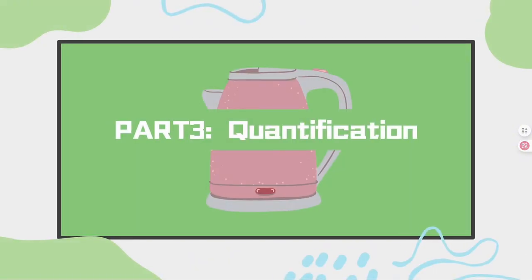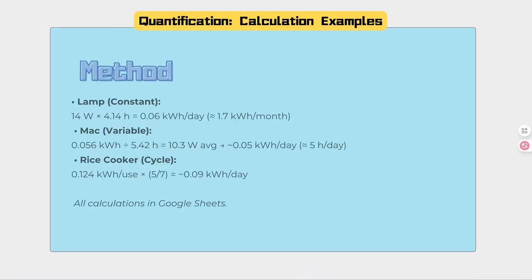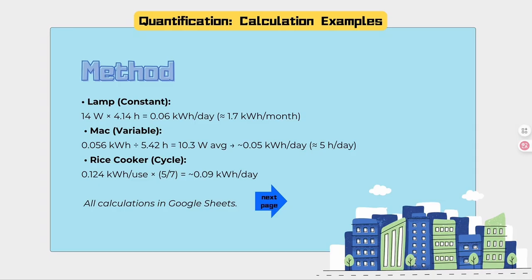Now I'll show how I quantified the energy use of each device. After recording all my measurements, I used my spreadsheet to calculate energy consumption. For the constant device, my lamp used 14 watts for about 4 hours per day, which equals 0.06 kilowatt-hours per day, or about 1.7 kilowatt-hours per month.